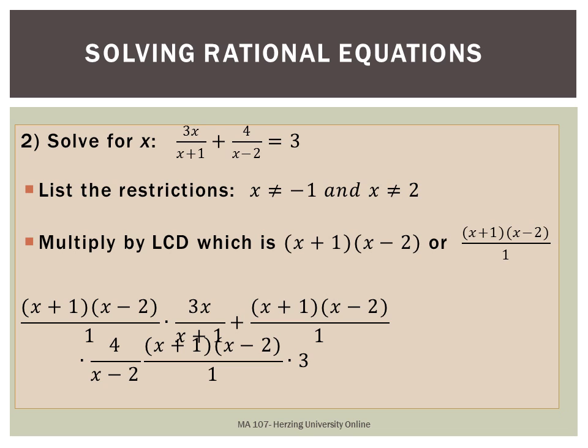The next step will be to multiply every term by the LCD, which is x plus 1 times x minus 2. This is the same as multiplying by x plus 1 times x minus 2 divided by 1. Our result is x plus 1 times x minus 2 divided by 1 times 3 divided by x plus 1 plus x plus 1 times x minus 2 divided by 1 times 4 divided by x minus 2 equals x plus 1 times x minus 2 divided by 1 times 3.